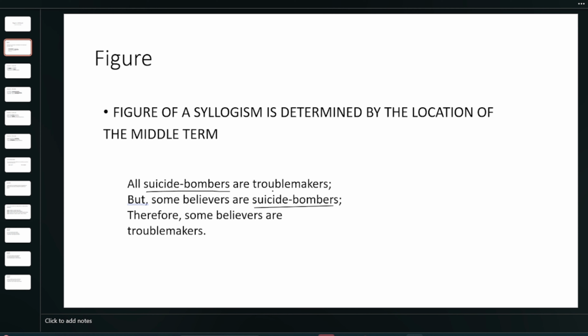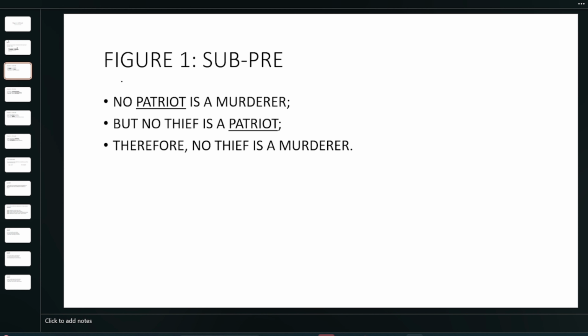A middle term cannot be in the conclusion, since that is a job for the predicate and the subject. Now, there are only four figures that you need to know. Figure 1 is sub-pre. To easily get this, you just have to think that sub is on the left side while pre is on the right side.